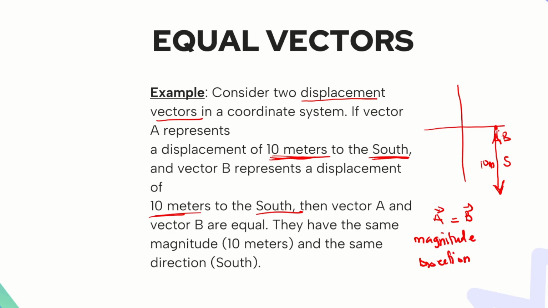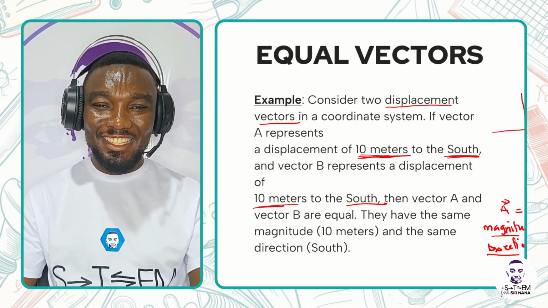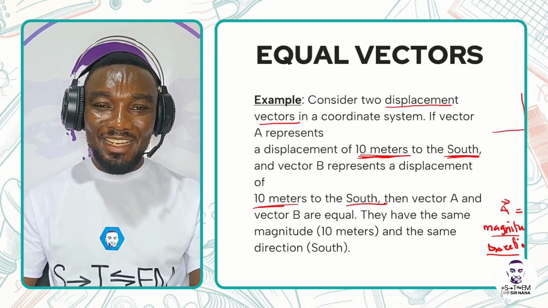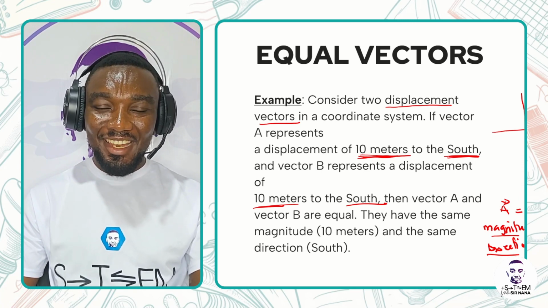So basically, in this lesson we have considered equal vectors, and we mentioned that equal vectors have the same magnitude and also the same direction. In our next lesson, we'll consider some other types of vectors, such as the unit vector, the zero vector, and then the position vector.